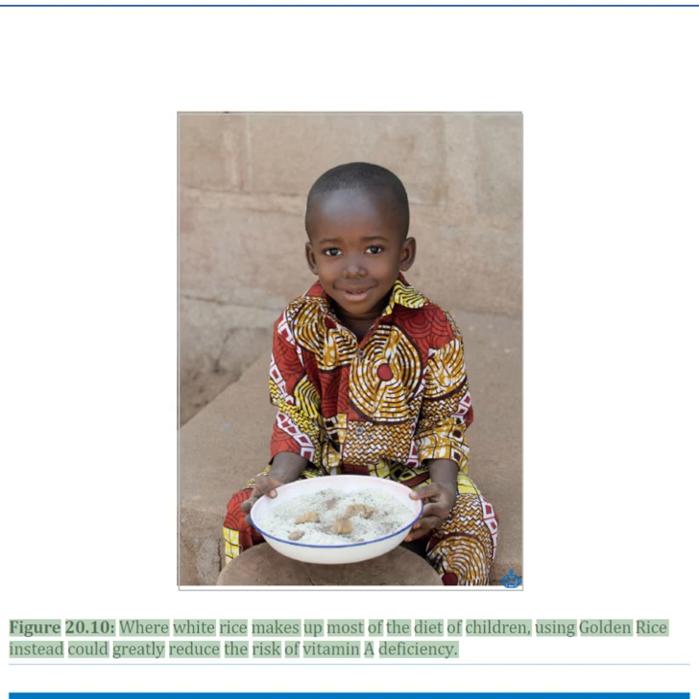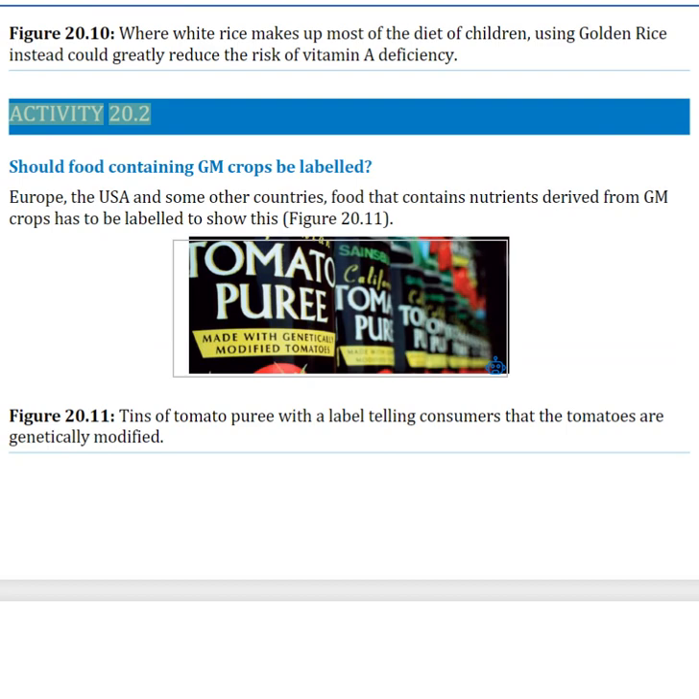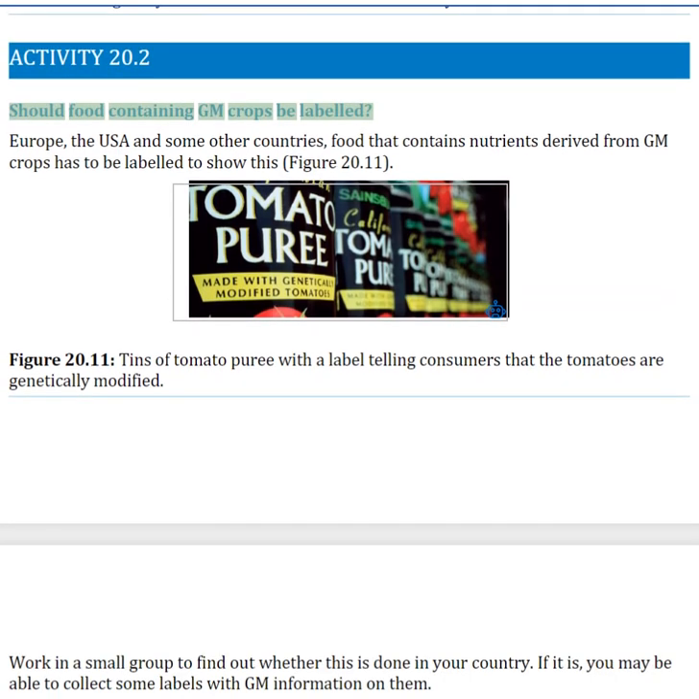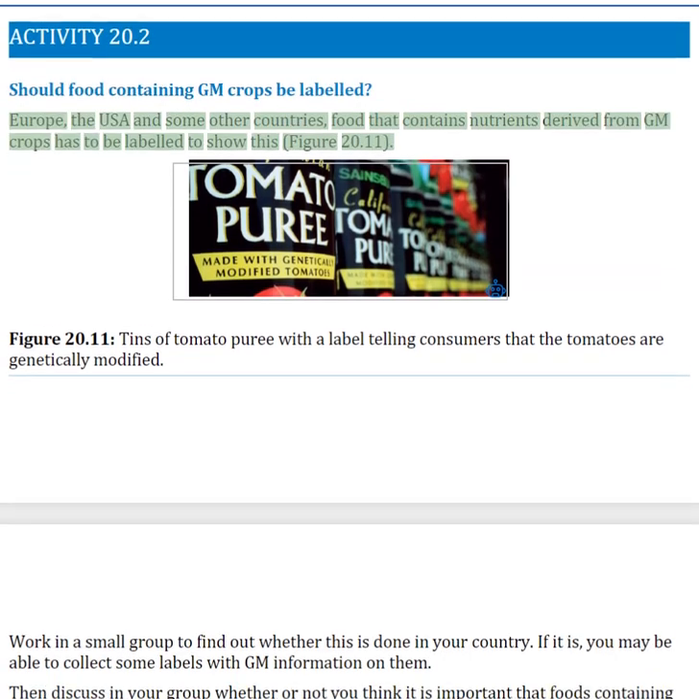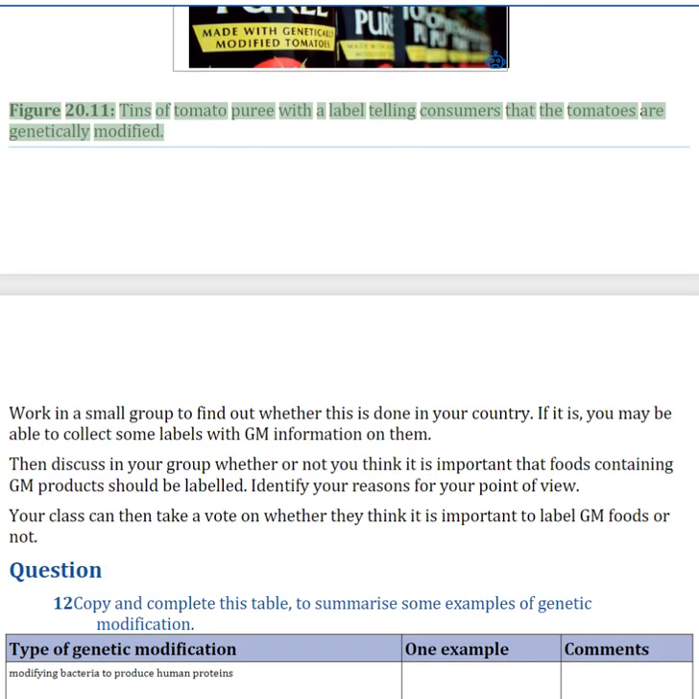Figure 20.10. Where white rice makes up most of the diet of children, using golden rice instead could greatly reduce the risk of vitamin A deficiency. Activity 20.2. Should food containing GM crops be labeled? In Europe, the USA and some other countries, food that contains nutrients derived from GM crops has to be labeled to show this. Figure 20.11. Tins of tomato puree with a label telling consumers that the tomatoes are genetically modified.